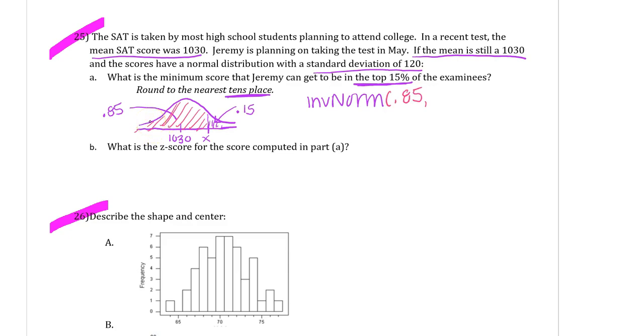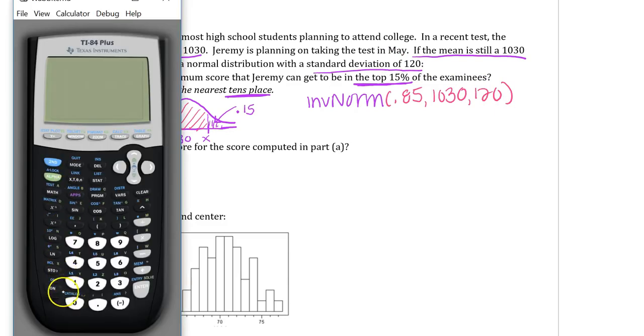Okay? The mean of this is a 1030. Standard deviation is, what did it say, 120. And then you just plug it in. So again, this is under your VARS screen, so second VARS, option 3. Okay, and then I don't have a prompt screen, so I have to actually type it in.